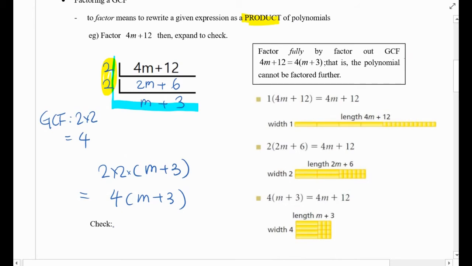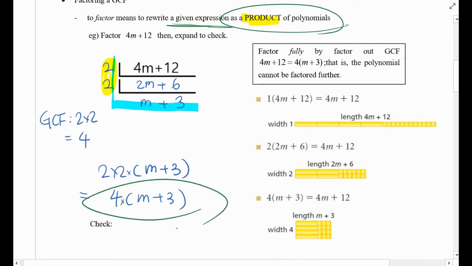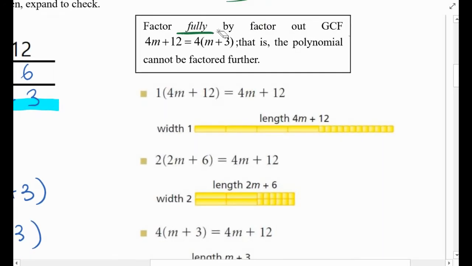So this is a factored form because these expressions are connected by multiplication. Right? So you can rewrite a given expression as a product of polynomials. This is a product of polynomials. They're connected by multiplication, right? Product of polynomials, then that is a factored form. So this is not a factored form because it's not connected by multiplication, but this is a factored form. Does that make sense, everyone? So you should be able to fully factor an expression.